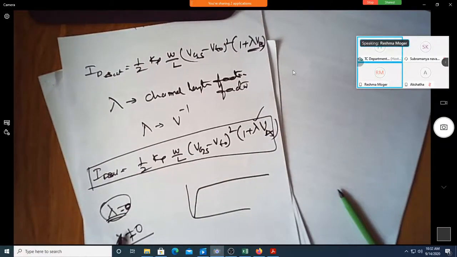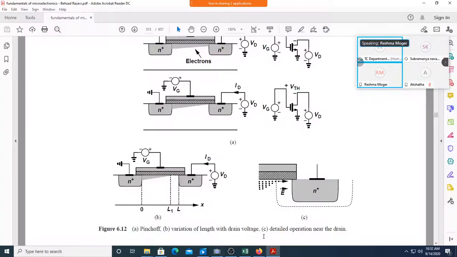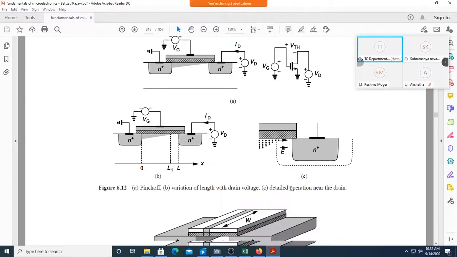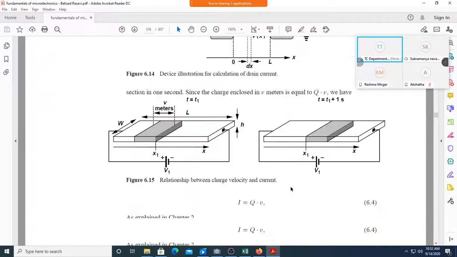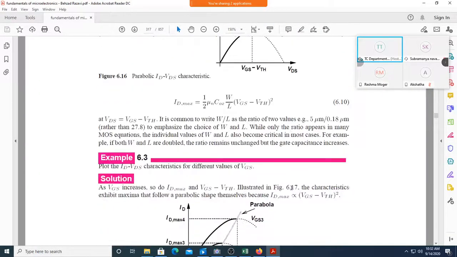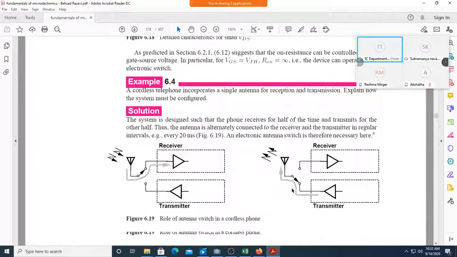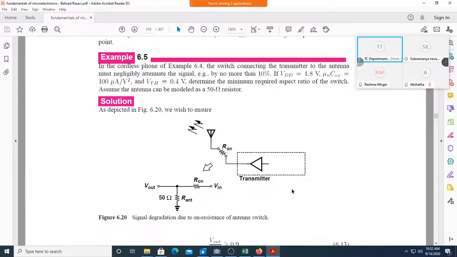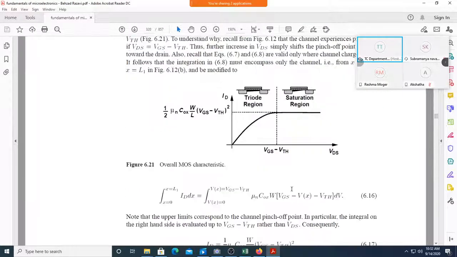And you may see in the textbook it is explained how the electrons continue their path towards the drain because of the high electric field between drain and source, so they get attracted. Now the question is, where is that? What is the channel length? Let me just show you that. I think it is somewhere here.